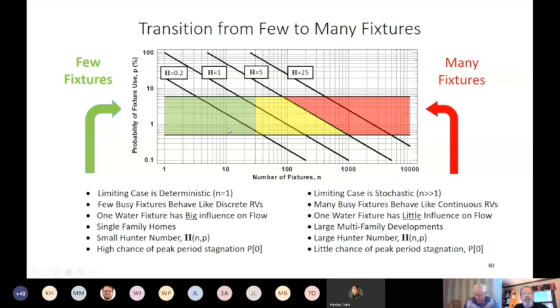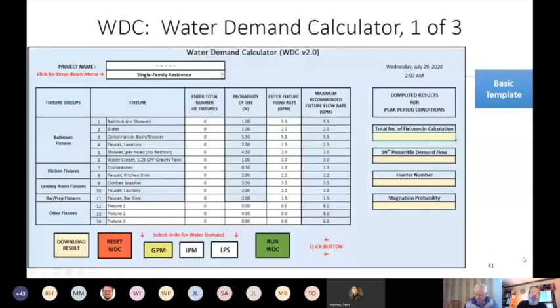Just to summarize, what we just saw is that on the left-hand side we have very few fixtures, where we're using the example that we just saw. On the right-hand side we have many fixtures, where we've got Bob Wistort's approach for estimating peak demand. And in the middle, with the yellow, we've got this transition that goes from few fixtures to many fixtures. To allow us to use these, we've introduced something called a water demand calculator that takes these three possibilities and performs all the calculations for us.